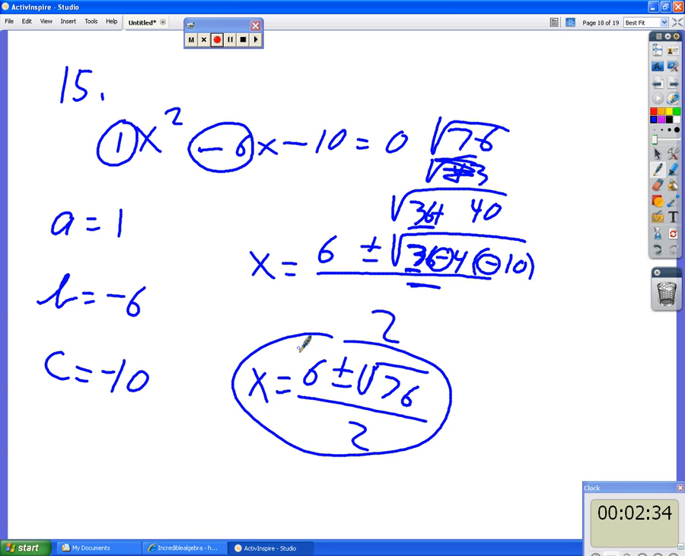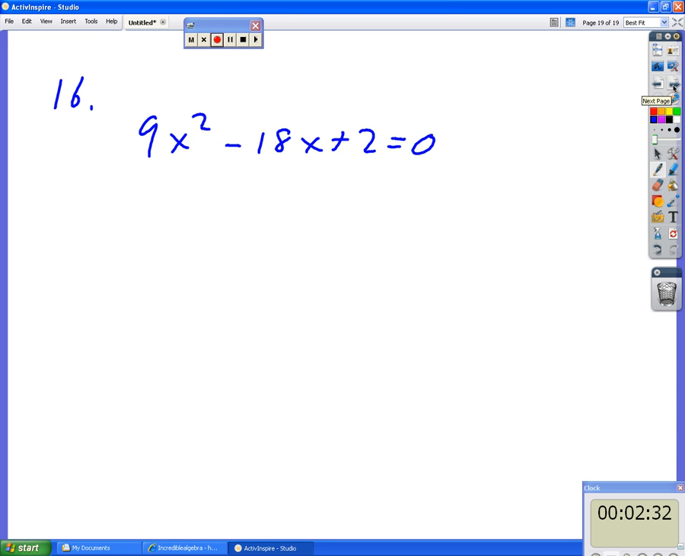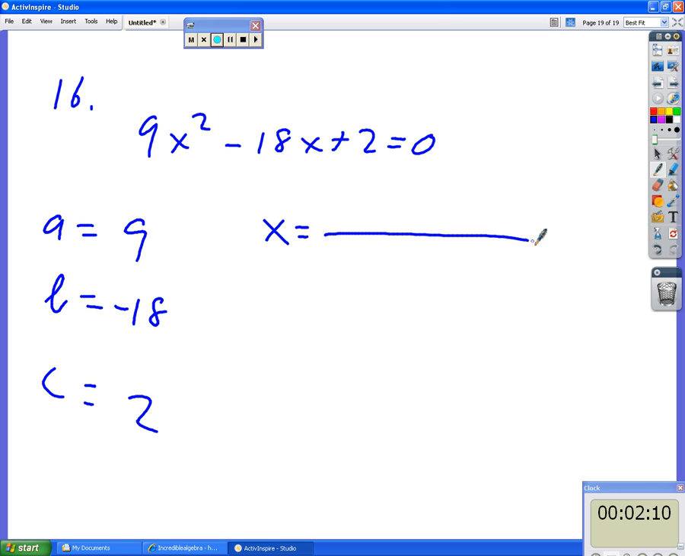Last problem. You must have everything on one side in descending order. Again, everything's on one side, it's in descending order. So a, b, and c. A is 9, b is a negative 18, and c is 2. The quadratic formula says x equals the opposite of b. Well, b is a negative 18. The opposite of negative 18 is a positive 18. Plus and minus the square root of 18 squared.